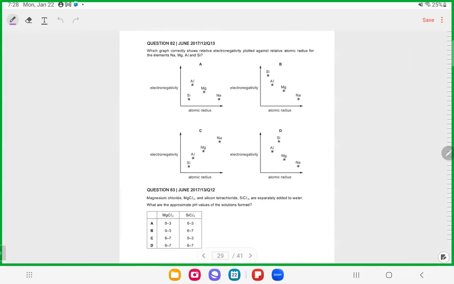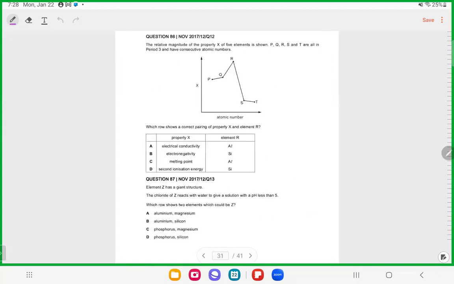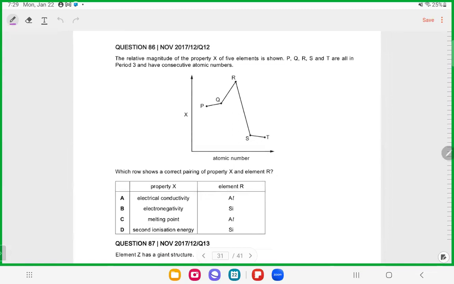Atomic radius, electronegativity. I'm sure that you can do it. There are so many questions of this format. है ना? नजर आ रहा है ना? Melting point with the first ionization energy repeated है. This one. The relative magnitude of the property X of five elements is shown below. Okay, Janab, P, Q, R, S, T are period 3 consecutive elements. Which row shows a correct pairing of properties X and element R? R element और उसकी property को pair up करना है.